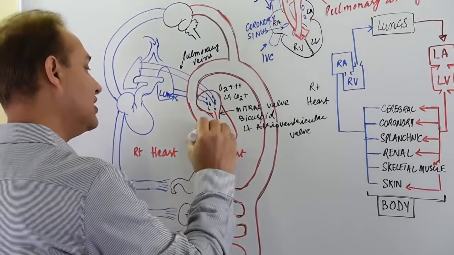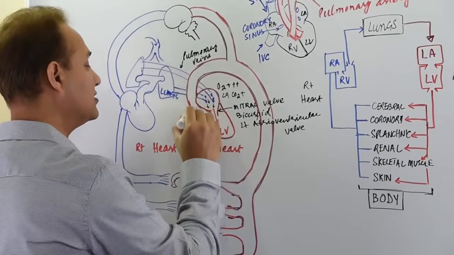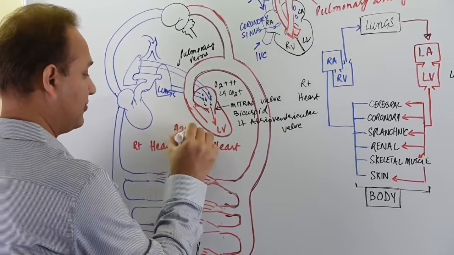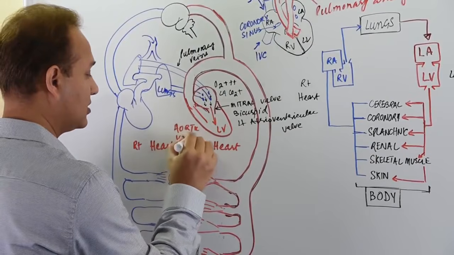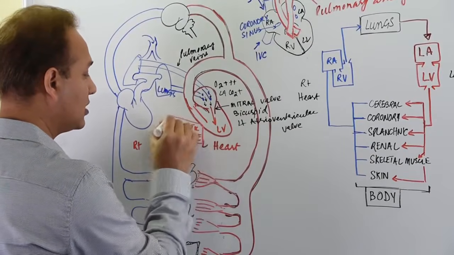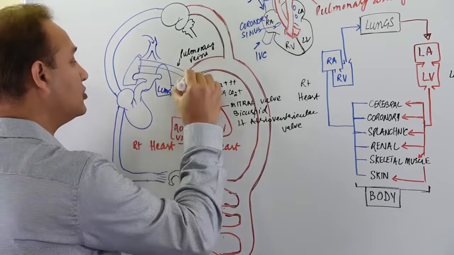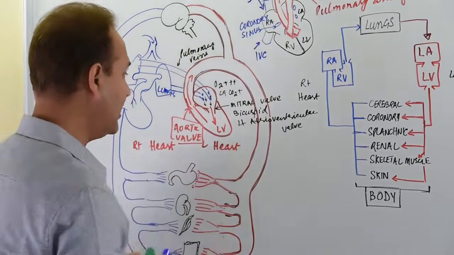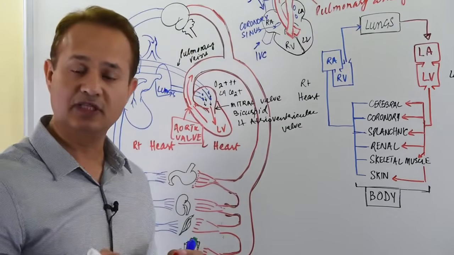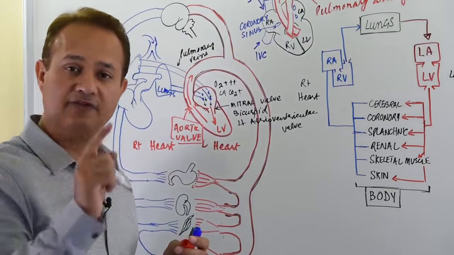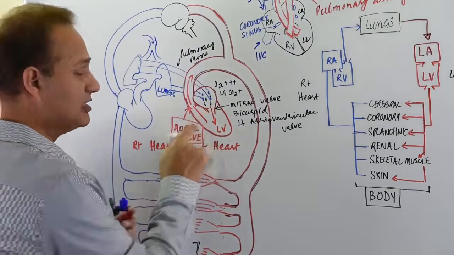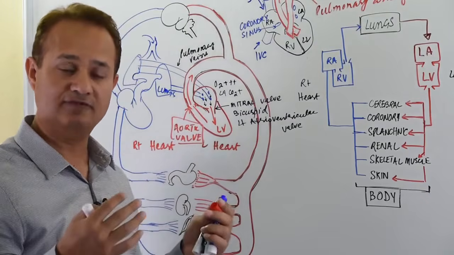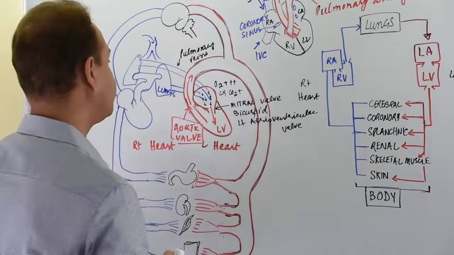From here, the oxygenated blood now passes through the aortic valve into the aorta. From the aorta, the blood will then be supplied to the rest of the body tissue. Now remember this, that only the left AV valve is bicuspid, with 2 leaflets. All other valves are tricuspid in the heart.